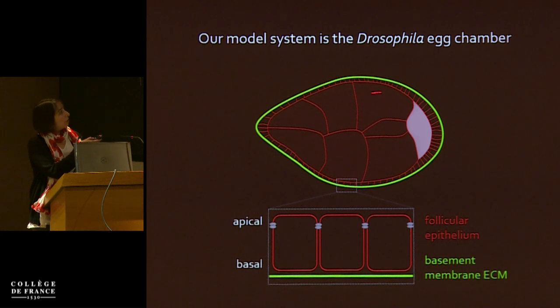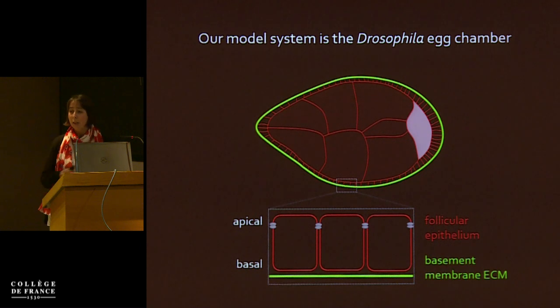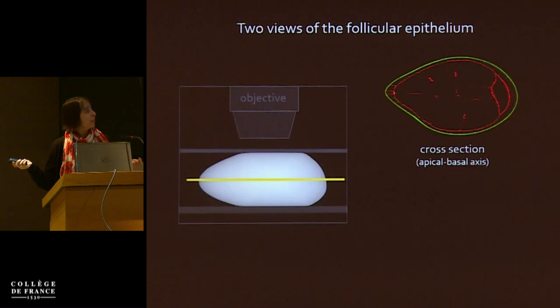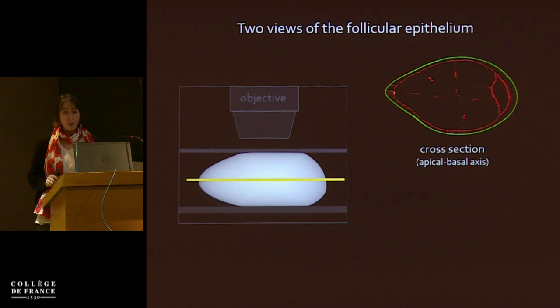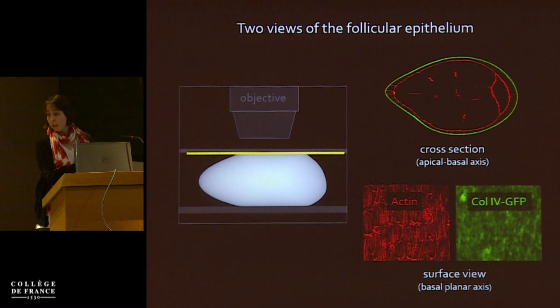It's made up of a central cluster of germ cells surrounded by a somatic epithelium called the follicle cells. And then the follicle cells produce a basement membrane extracellular matrix, which is going to surround this entire little structure. Now, this image is an optical cross-section through the egg chamber, but since everything I'm going to tell you about today is happening at the cell matrix interface, I'm primarily going to be showing you pictures taken right at the surface of this little structure, where you can look at the basal planar axis of these cells.